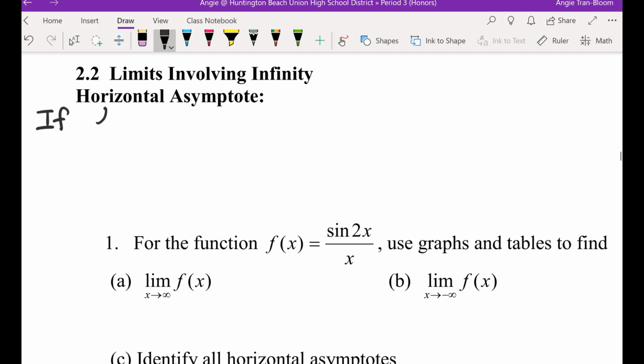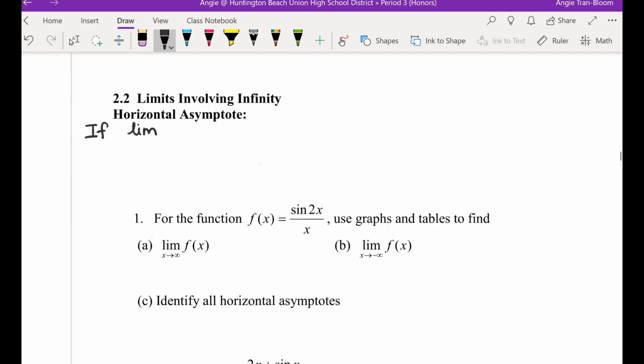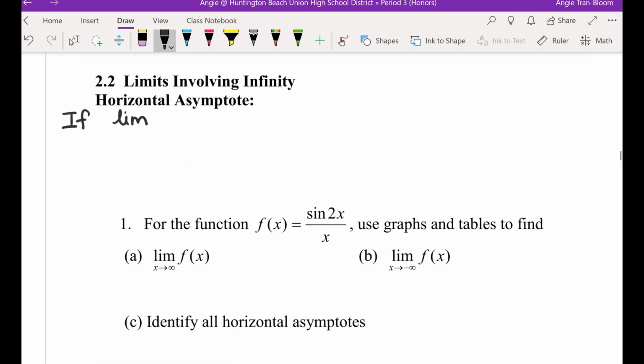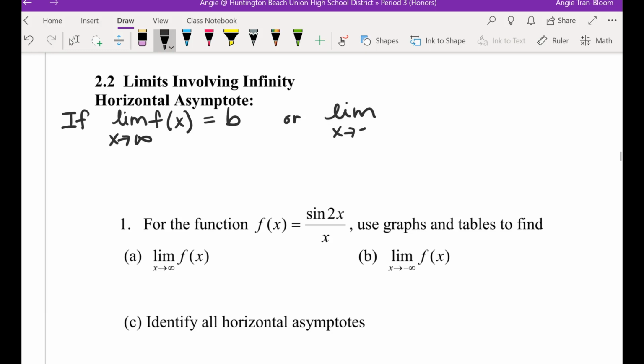If the limit as x approaches infinity of a function, let's call it f of x, equals some value, let's call it b, or the limit as x approaches negative infinity of the same function is b, say 5, then you have an HA, which is a horizontal asymptote, at y equals b.